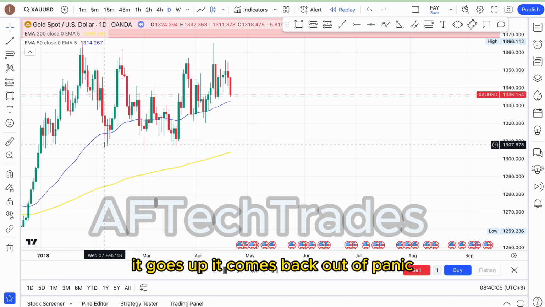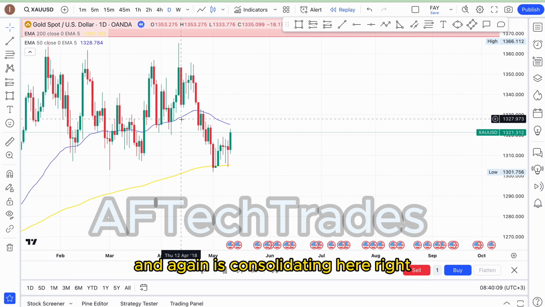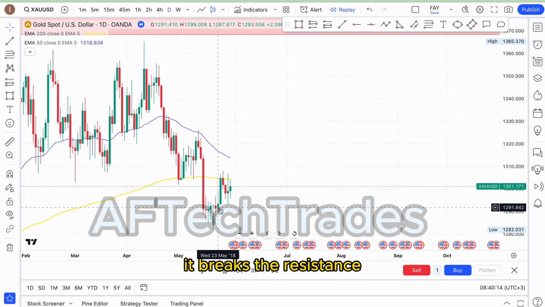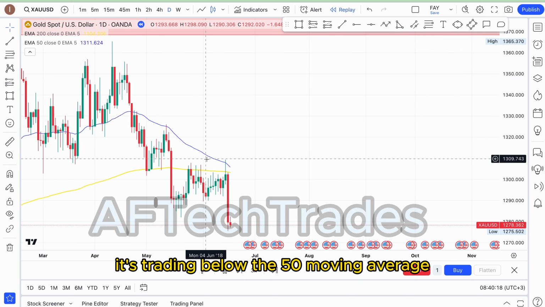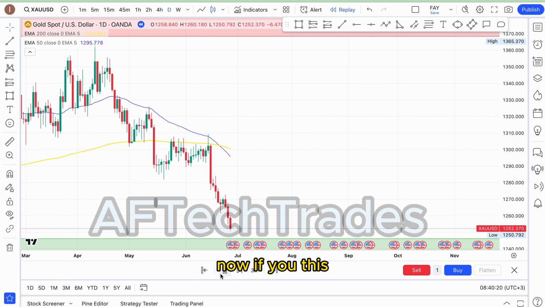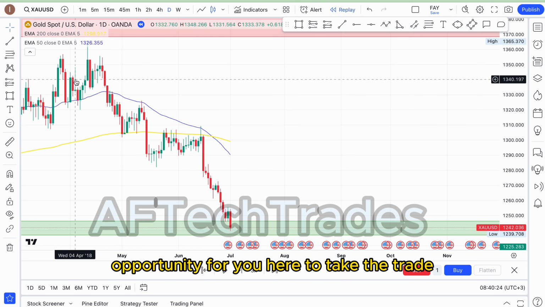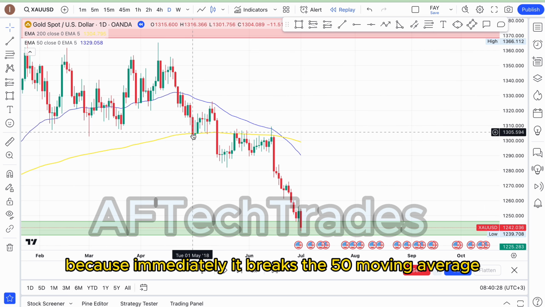It goes up, it comes back out of panic, and again it's consolidating here. It comes back again to this resistance. What happened? It breaks the resistance. It's trading below the 50 moving average now. There is actually an opportunity for you here to take the trade, because immediately it breaks the 50 moving average.